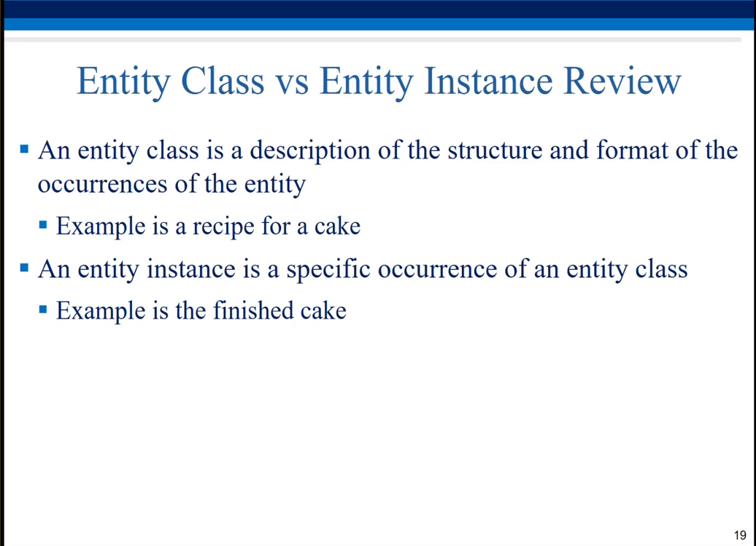So again, we have entity classes. Entity is really easy. Just think of it as a recipe versus the actual cake. So the entity class is just a description of the structure and the format. So again, we have a recipe: a pound of flour, a cup of this, sugar, and so on and so forth. And then the actual instance is the actual baked cake itself. Remember that each cake could have slightly different ingredients in here.